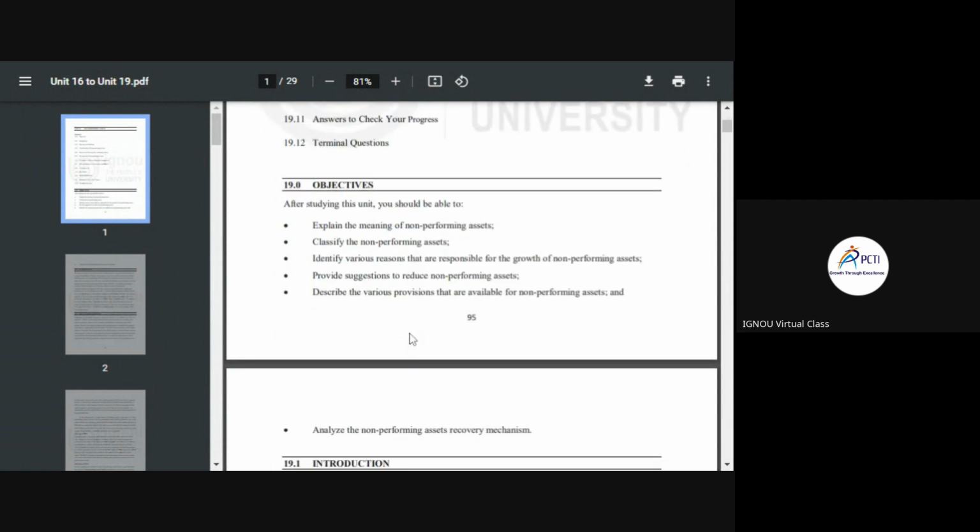So basically, if we talk about the objectives, we need to explain the meaning of non-performing asset, then classify the non-performing asset, and identify various reasons that are responsible for the growth of non-performing assets. Then we need to provide suggestions to reduce non-performing assets, describe the various provisions that are available for non-performing assets, and also analyze the non-performing asset recovery mechanism.